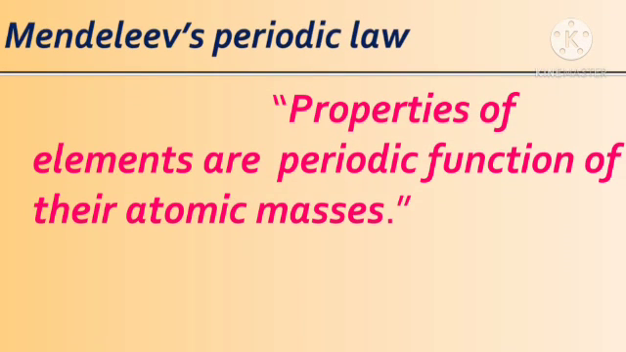After arranging elements in increasing order of their atomic mass in tabular form, he found that some properties were repeated, and from that he stated one law: properties of elements are a periodic function of their atomic mass. The meaning of the law is that when elements are arranged in increasing order of their atomic mass, a repetition of the properties of the elements is seen, and that law is known as Mendeleev's periodic law. The word periodic means occurring frequently, and that is why the law was put forth by the scientist Mendeleev in his classification.